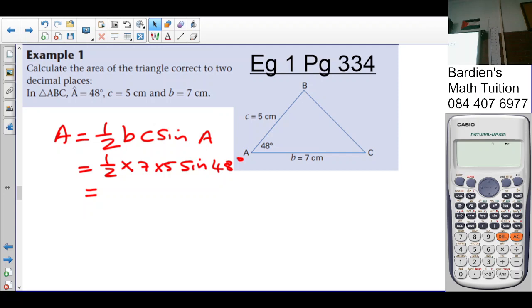You okay? What's your answer? 13,1. So this is centimeters, so it's going to be centimeters squared. You all agree with that? Any confusion? No?